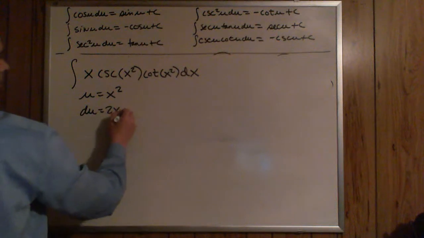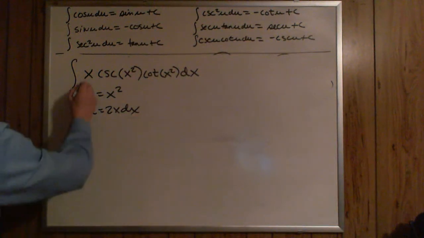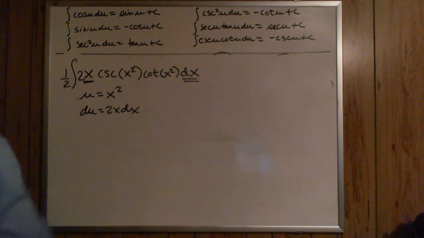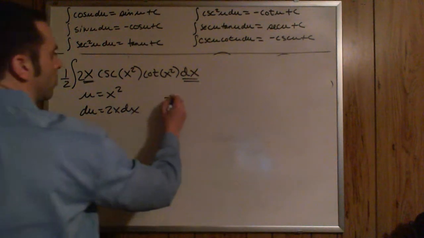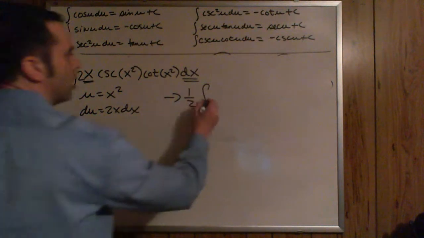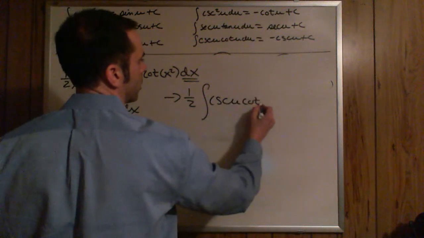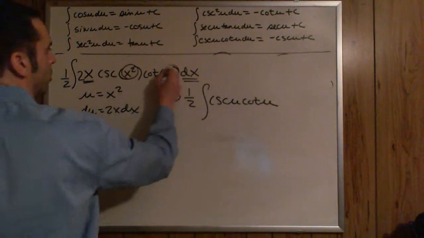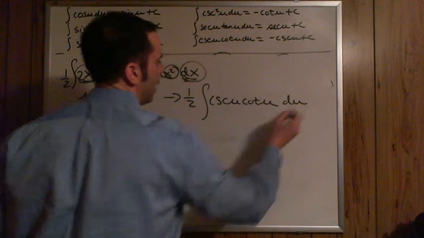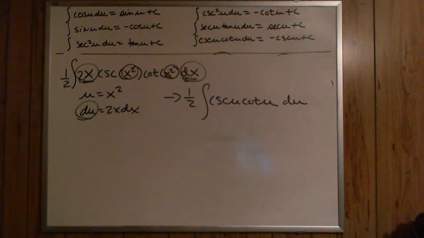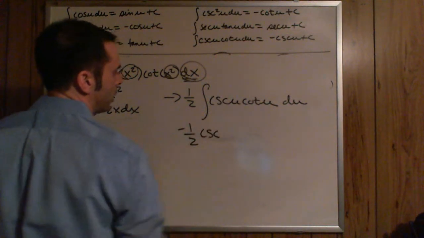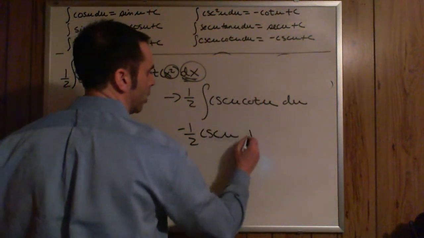du equals 2x dx. I have an x dx in my integrand, so I'll put in a 2 and take out a 1/2. And this would become 1/2 times the indefinite integral of cosecant u cotangent u, because this is u, and this becomes my du. And the indefinite integral of cosecant u cotangent u du is negative cosecant u plus c.